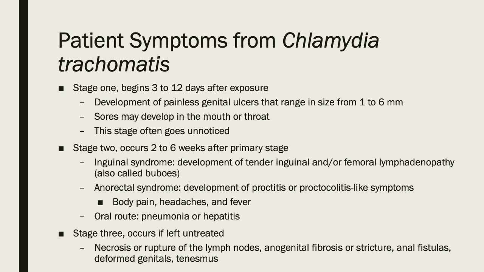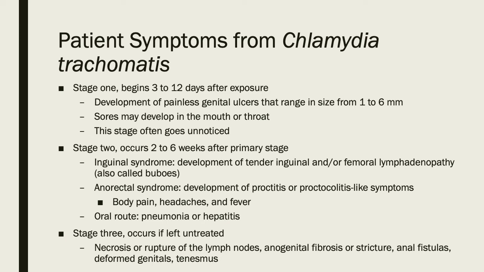The second stage occurs 2 to 6 weeks after the primary stage and is characterized by the onset of inguinal syndrome and/or anorectal syndrome. Inguinal syndrome refers to the development of swollen, tender, and painful lymph nodes in the groin or pelvis or near the rectum.